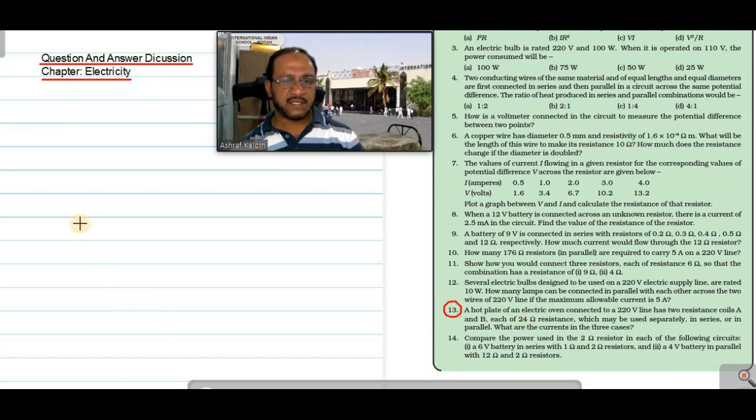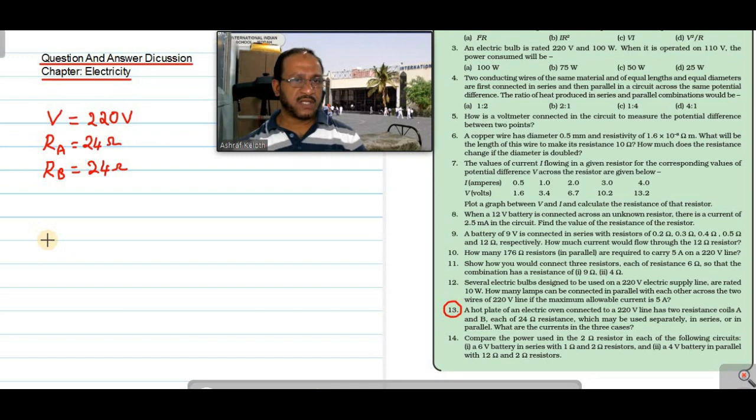So write down the given values. A hot plate of an electric oven connected to 220 volt line, so V equal to 220 volt. Supply voltage is 220 volt. It has two resistance coils A and B, each of 24 ohm. So resistance of the first coil RA is 24 ohm, and the other coil RB is the same magnitude, 24 ohm. They may be used separately, in series and parallel. What is the current in the three cases?